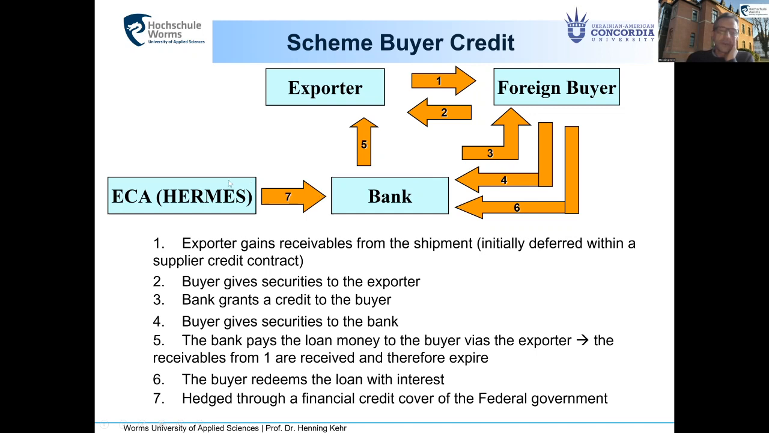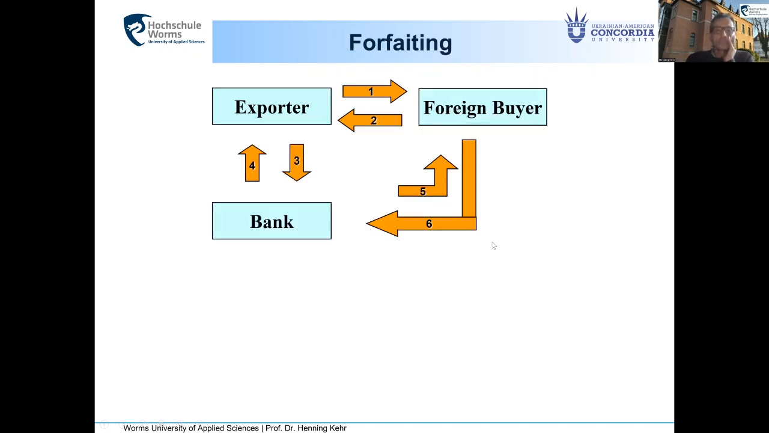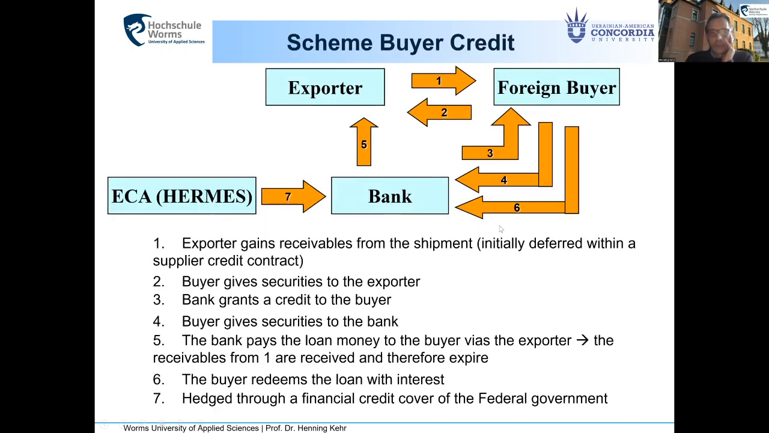Also in that case, we have the cover or insurance by a so-called export credit agency. That's a governmental insurance. And so the foreign buyer in step 6 pays the interest and the loan to the bank. Exporter receives just a few days, perhaps after delivery, the whole amount for his exported goods.